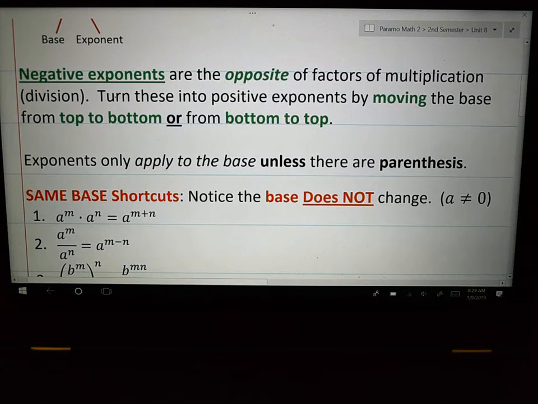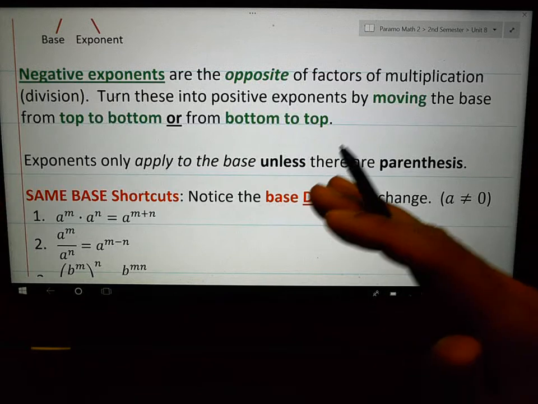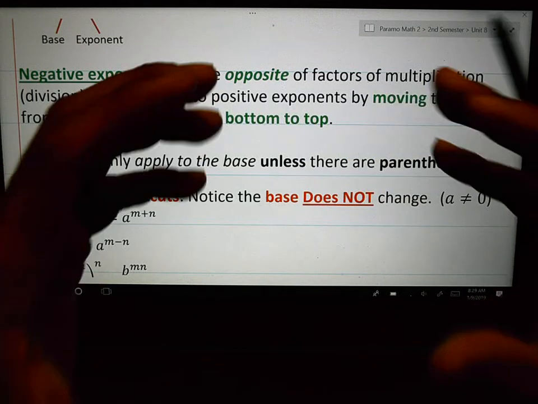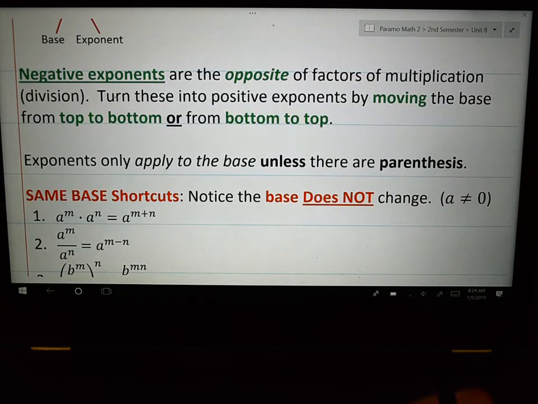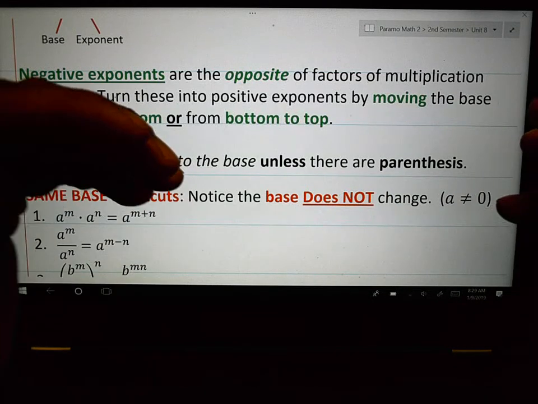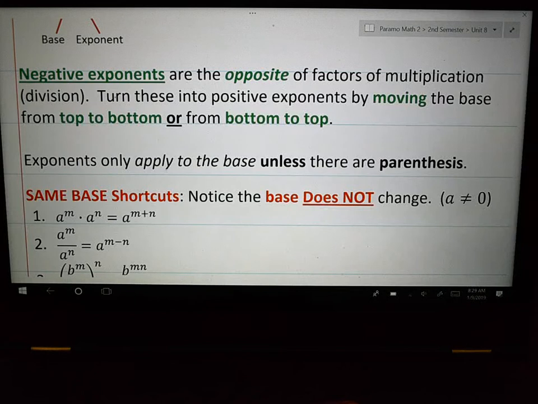Oh, what's a negative exponent? Does that change it to be a negative? No, it means it's the opposite of groups of multiplication. It means instead of groups or factors of things that are multiplying with each other, we have groups or things that are dividing each other.